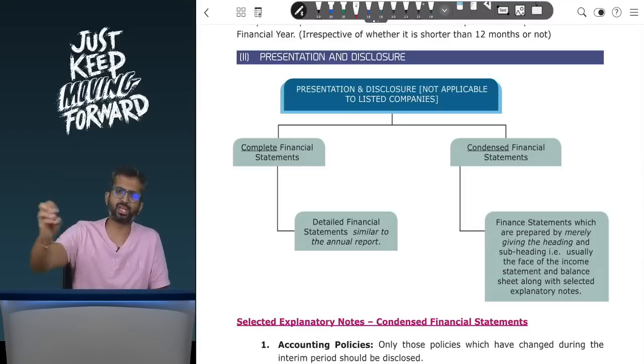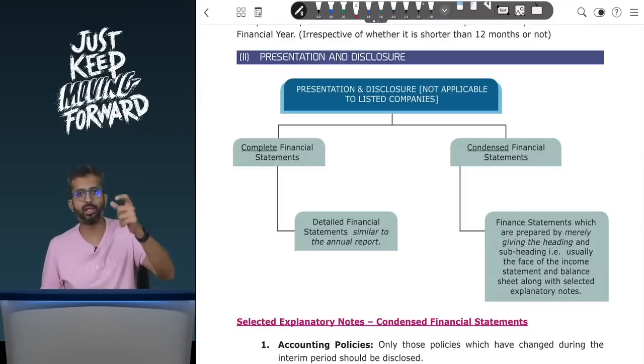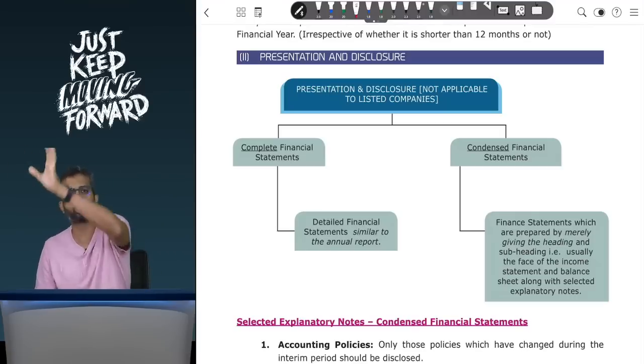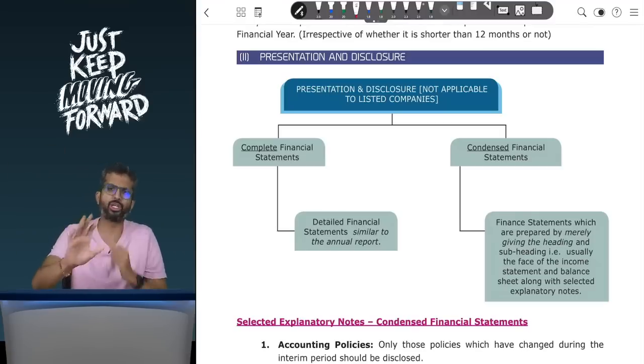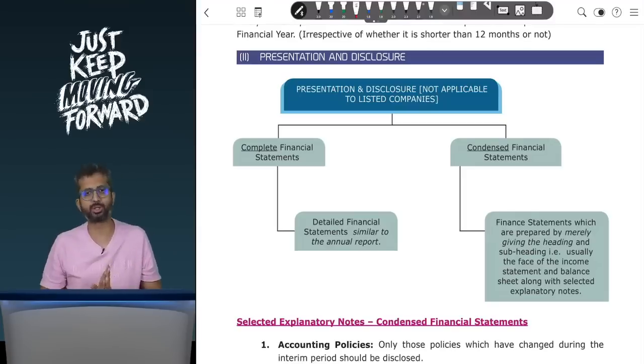Cash flow from investing, cash flow from financing, and so on. In P&L, like I show other expenses, I'll show a note on what all is there in other expenses. No need to do that. Just showing other expenses will also work. This is condensed financial statements.